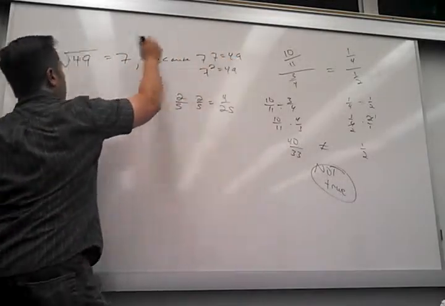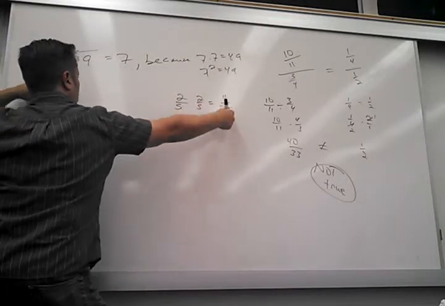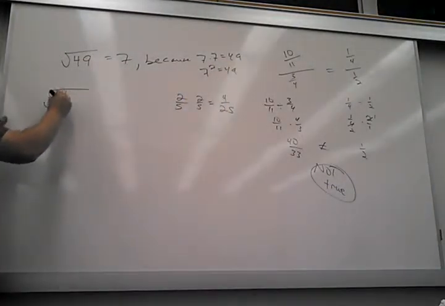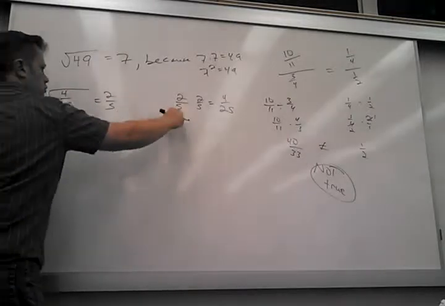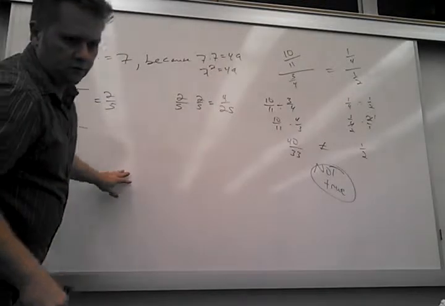7 times 7 is 49, so the square root of 49 is 7. 2 fifths times 2 fifths is 4 25ths, so the square root of 4 25ths must be 2 fifths, because it takes 2 of these to multiply to be this. And look at it better. What's the square root of 4? 2. What's the square root of 25? 5.